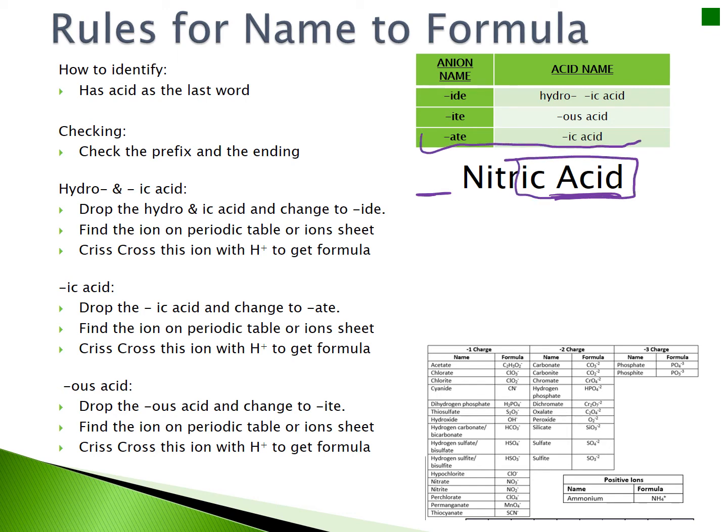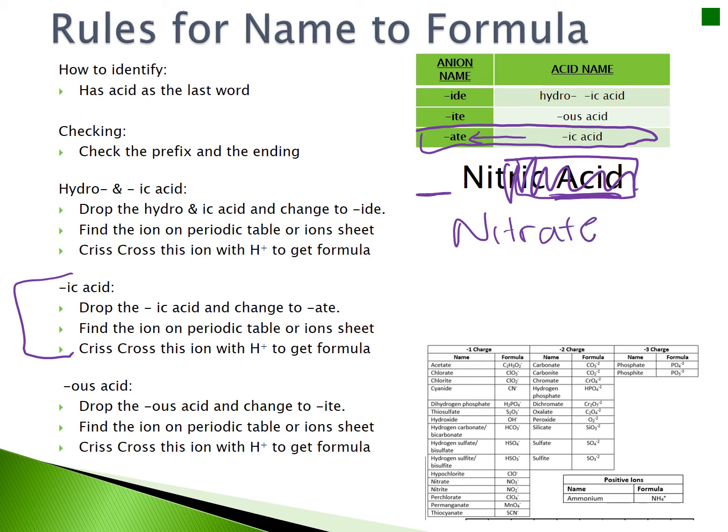So now I'm going to be looking at this part of the table, and I'm going to be going from ic acid to ate. Okay, but I'm really going to focus down here for my step-by-step directions. So it says drop the ic acid, so I'm going to get rid of that ic acid and change it to ate. So I'm really looking for the anion of nitrate. And nitrate is on my polyatomic ion sheet. All of the ic acids will also be found on your ion sheet because it comes from an ate.